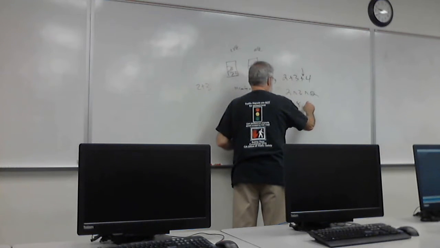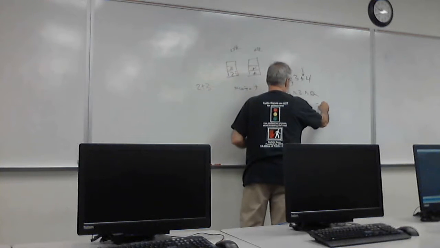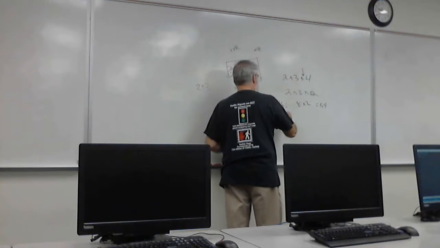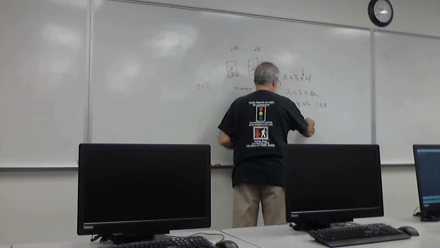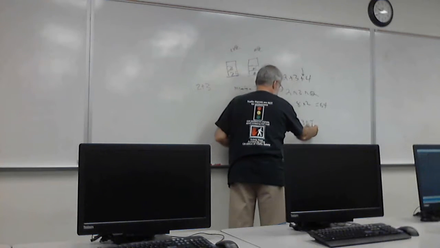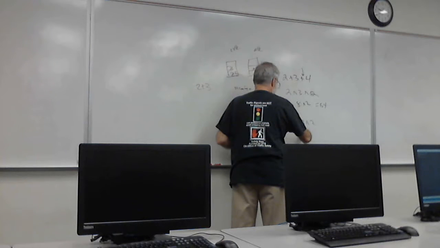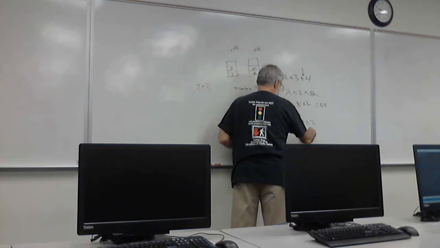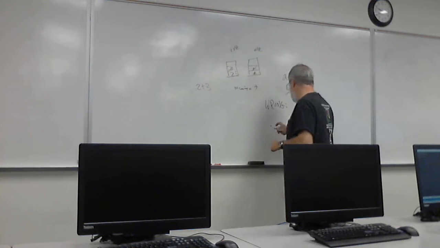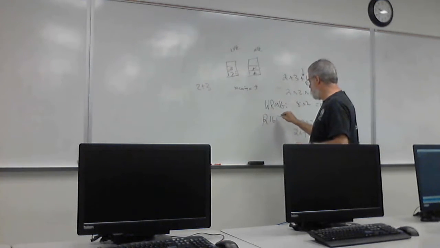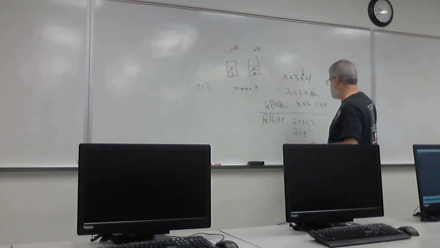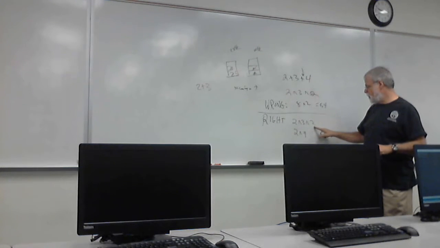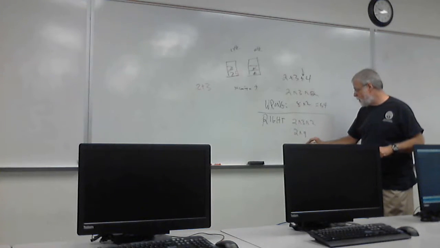2 cubed is 8, and 8 squared is 64. That's wrong. In fact, the way that works, 2 caret 3 caret 2, you do this first. And so we're going to have 2 caret, well, what is 3 squared? 3 squared is 9. Okay, so this is right. So you do this operation first. 3 squared is 9. 2 raised to the 9th power is 512.